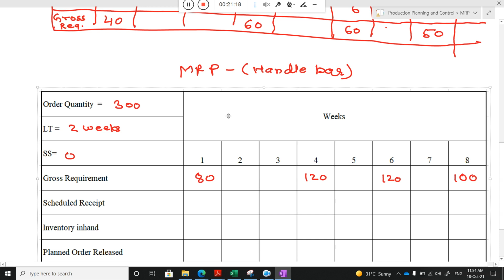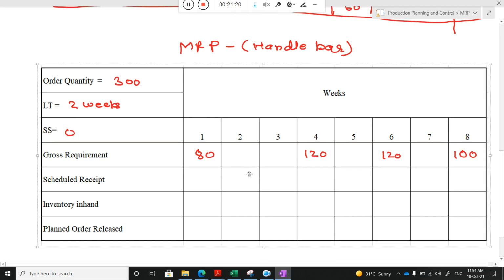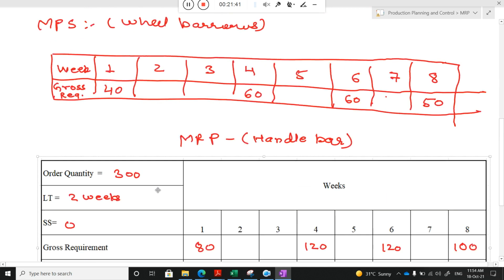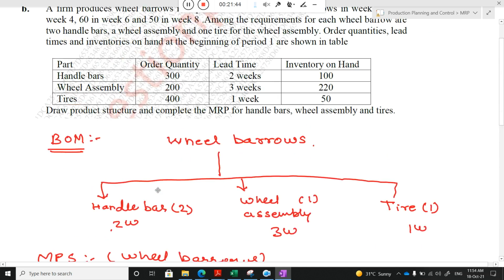So supply that particular 300 on. Okay, so when will that particular thing be needed? Before that, I need to see what inventory is in hand, what inventory is available in my plant. I need to handle that first, then I can talk about the schedule receipt. How much inventory in hand is available for the handlebar right now, at present? How much of the handlebar is available in my plant? Can you see? That is the 100 available in my plant.